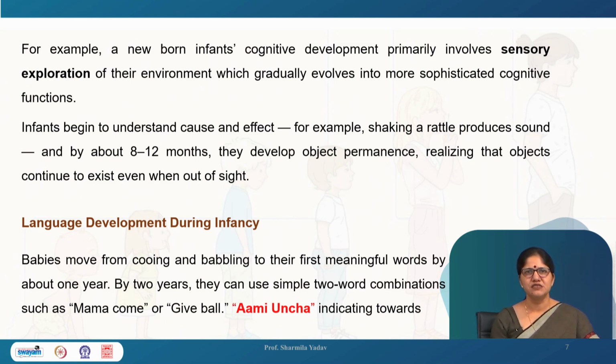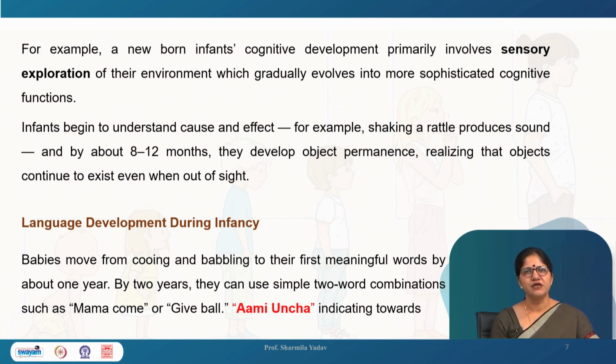Infants begin to understand cause and effect. For example, shaking a rattle produces sound, and by about 8 to 12 months, they develop object permanence, realizing that objects continue to exist even when out of sight. Then it's not like out of sight is out of mind. They develop that object permanence here.